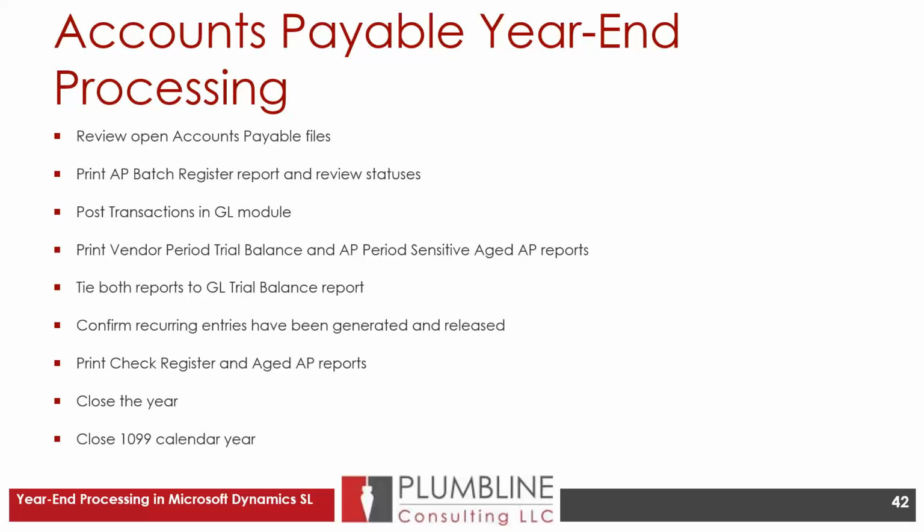Confirm your reoccurring entries have been generated and released. Print the check register and aged AP reports. Close the year, and then you'll close your 1099 calendar year. So just as a note, if you don't close your 1099 calendar year, you cannot print checks in 2021.